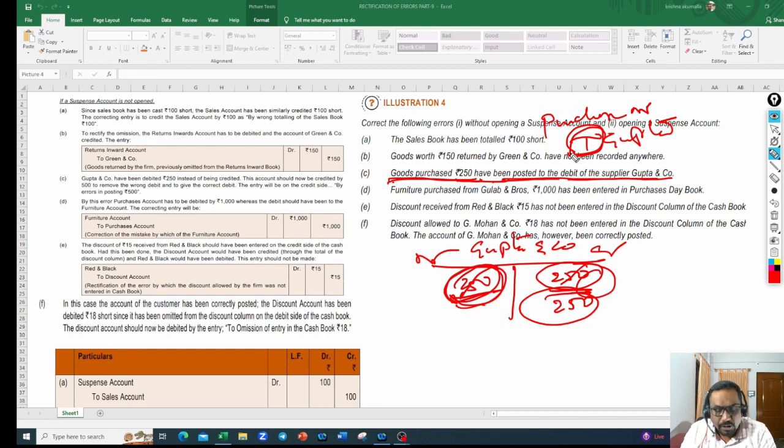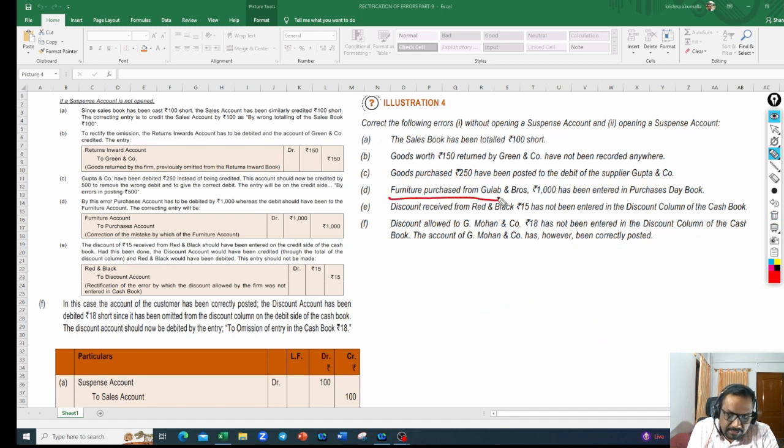Are you getting my point? So with this entry, what have we done to rectify this? We have credited 500 rupees in Gupta account, because of the wrong posting in Gupta account. So we prepare a one-sided entry for the wrong posting in Gupta account, and we close it. This is a one-sided entry. Are you clear on this point? Right.